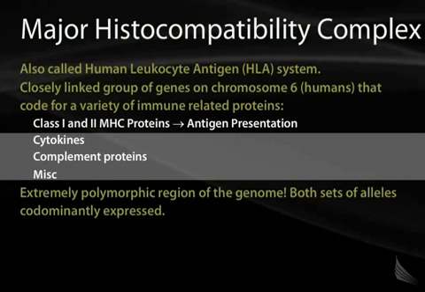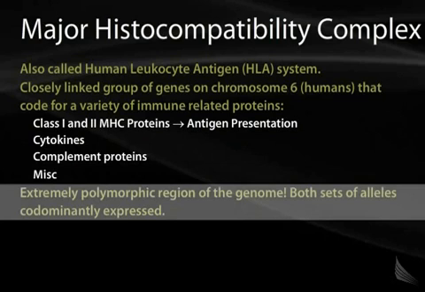part of our immunoseries. They're extremely polymorphic. Both sets of alleles are codominantly expressed. Two important points to remember about MHC. There are lots of variations of these MHCs, and that's what differentiates humans. That's what makes my proteins different than your proteins, my cells different than your cells.